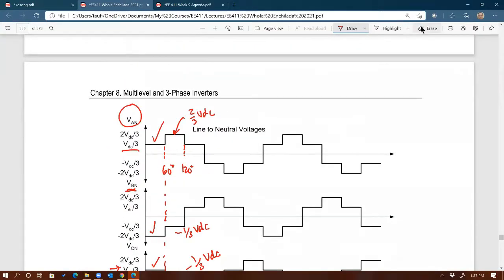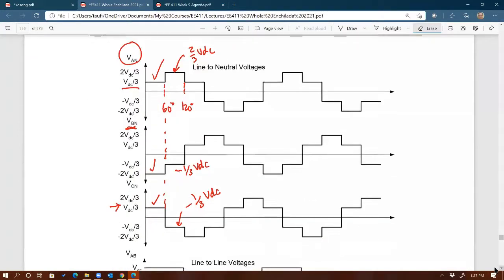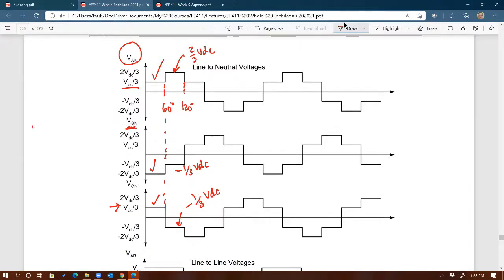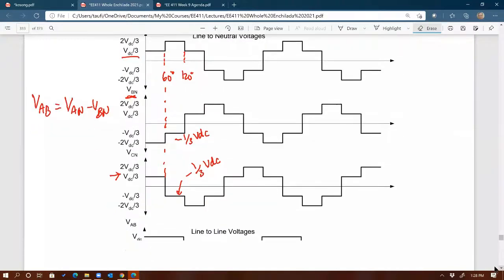Okay, now once you get VAN, VBN, VCN, then you can always get the line-to-line voltages. As I said earlier, if you have VAN and VBN, then you can get VAB. What is VAB equal to? VAN minus VBN. So go ahead and do that to draw the line-to-line voltage. Let's start from 0 to 60 degrees. What is VAB? Well, that's VAN minus VBN. VAN at this point is 1/3 of VDC, so that's going to be VDC over 3.